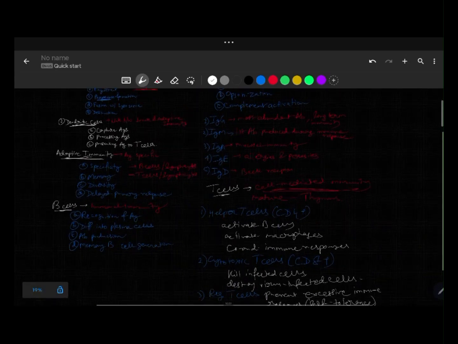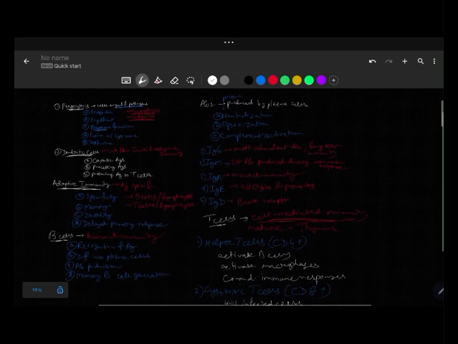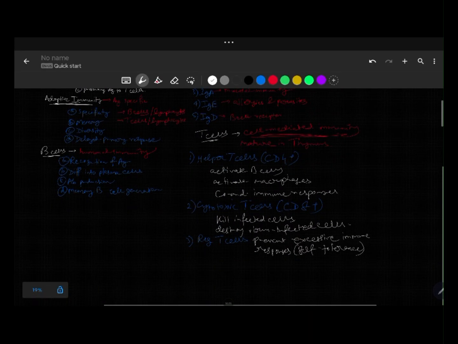So these are some of the basics of the immune system and vaccinology.